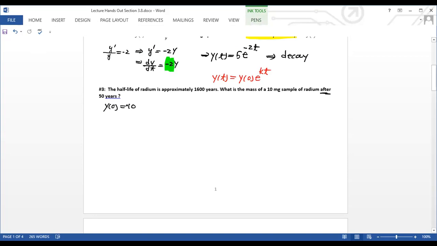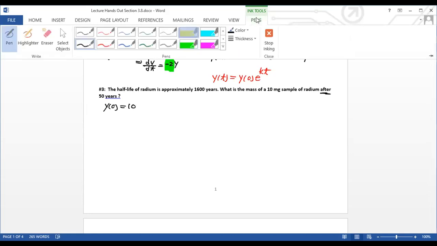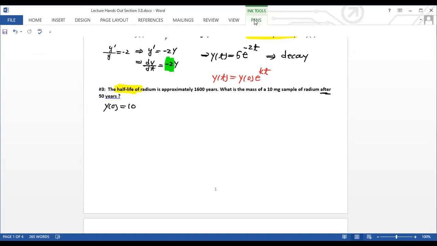So what does half-life mean? I only have half of it left. y(t) is the future value, so half is left, how much I have left is 5, correct? So I have 5 left, and I start with 10, times e^(kt). How many years? 1600 years. Do I know my k? No, I don't know my k, so I want to find it.